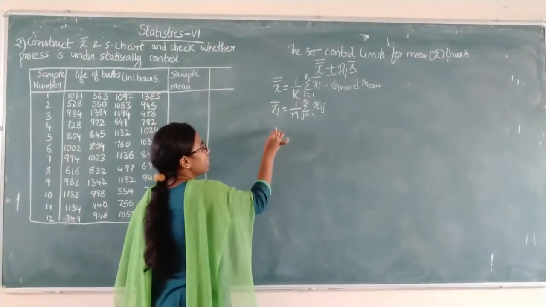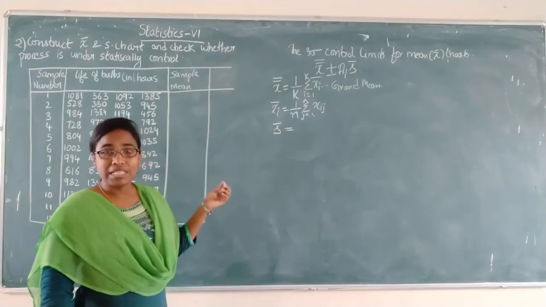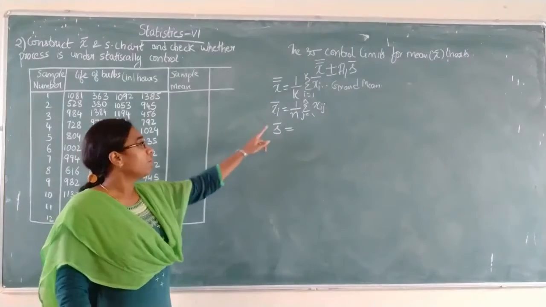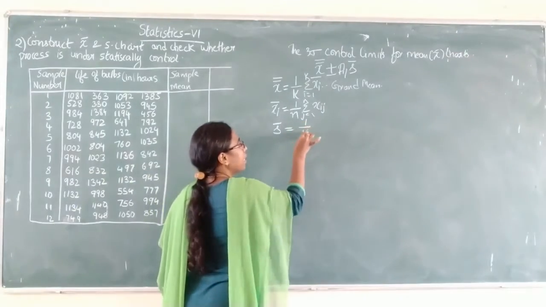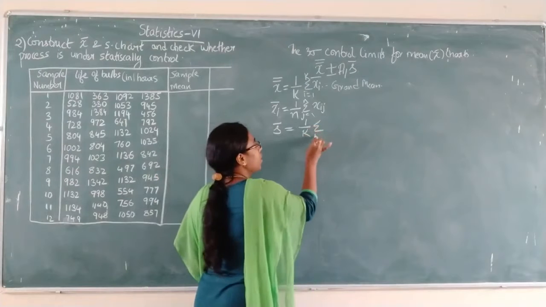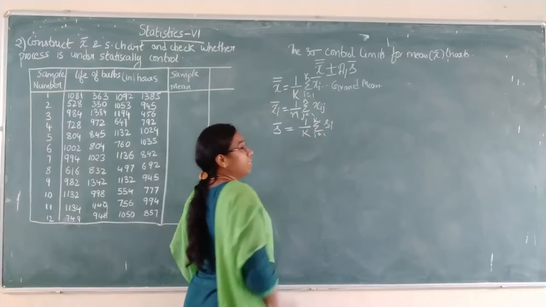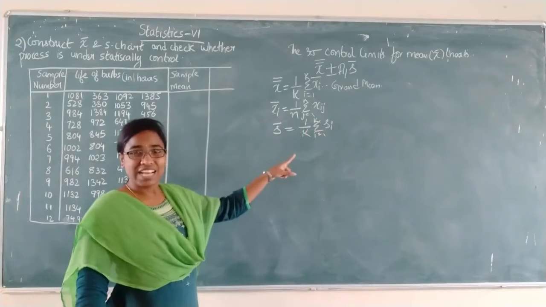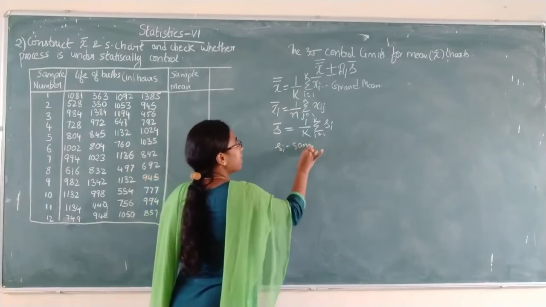Next I want is S bar. So what does S bar mean? For the sample standard deviations, you are finding the mean value. That is 1 by k, total k samples, so 1 by k summation i equals 1 to k of Si. So what is Si? Si is the sample standard deviation.